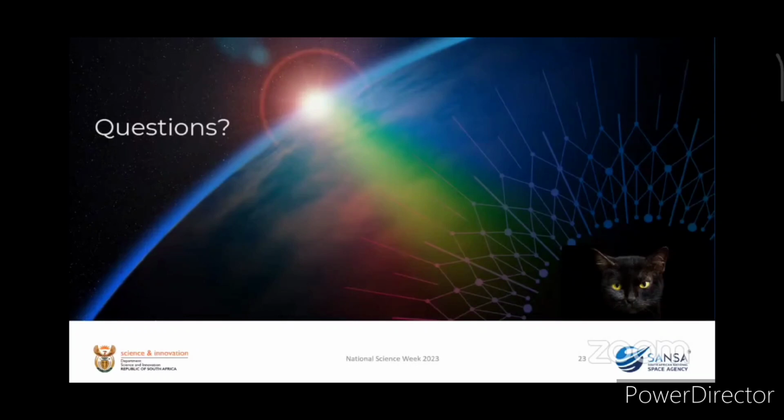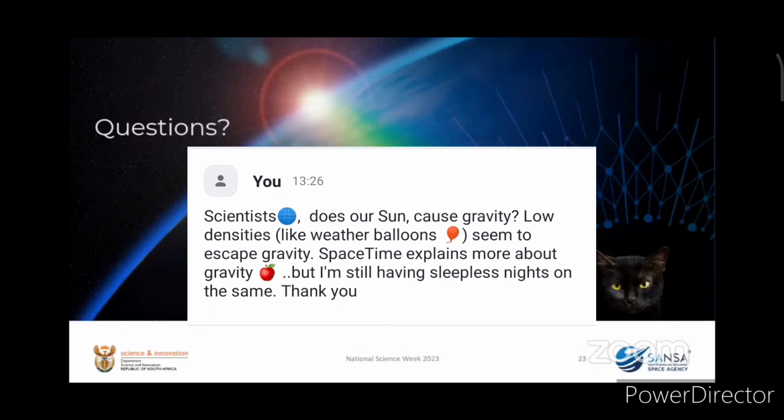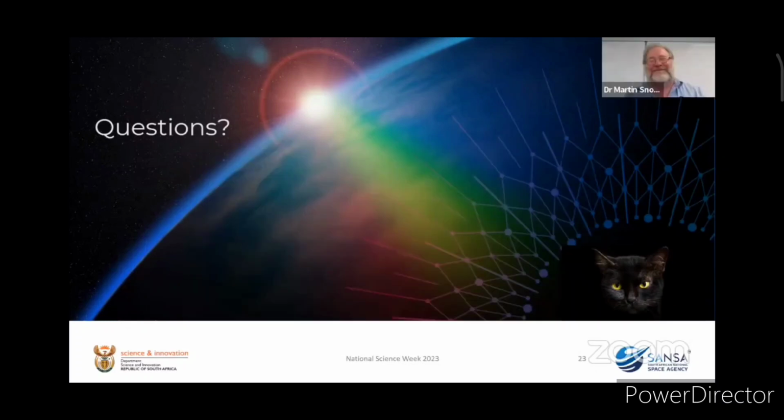The second question is from Lakhan again. Does our sun cause gravity? So maybe I changed the wording just a little bit. So gravity, right? All mass in the universe has a gravity field, and the sun, the particles that form together to make the sun all together produce a big gravitational field.